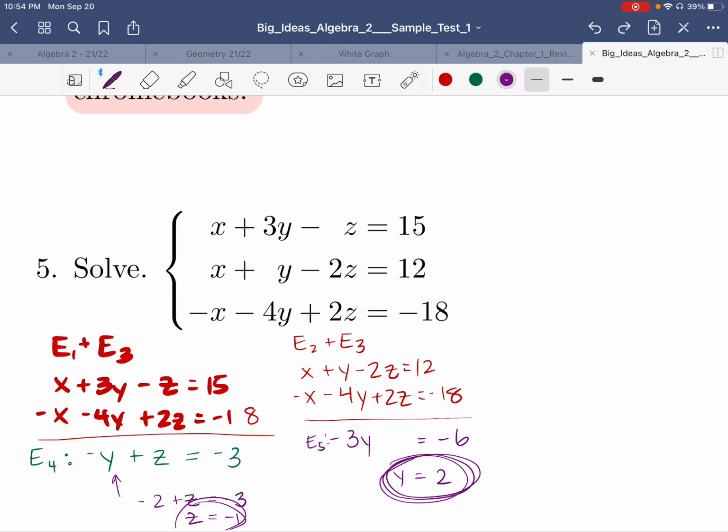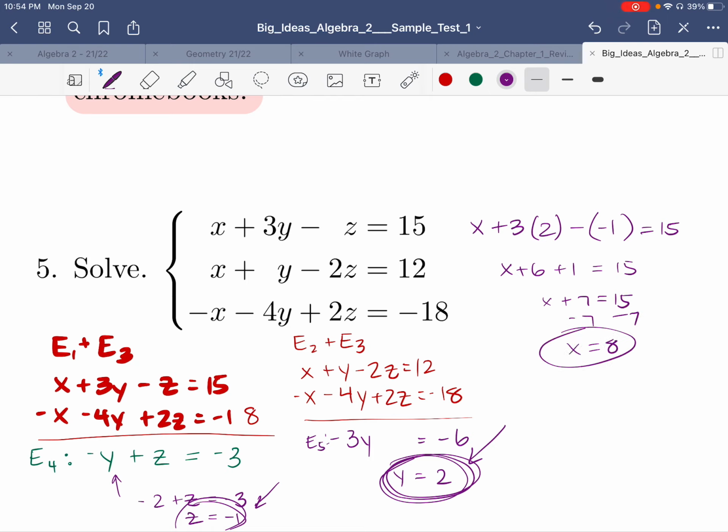I am going to pick the first equation just because it's the first equation. So I'm going to go x, that's what I'm solving for. I don't know what it actually is. Plus 3 times whatever y is. We just found out that y is 2, so I'm going to put in a 2 right there. Minus whatever z is. Now z is negative 1, so I'll put a negative 1 in there and get equals 15. From here, I get x plus 6 plus 1 equals 15. In other words, x plus 7 is equal to 15. When you subtract the 7 from both sides of the equation, we get x is equal to 8.